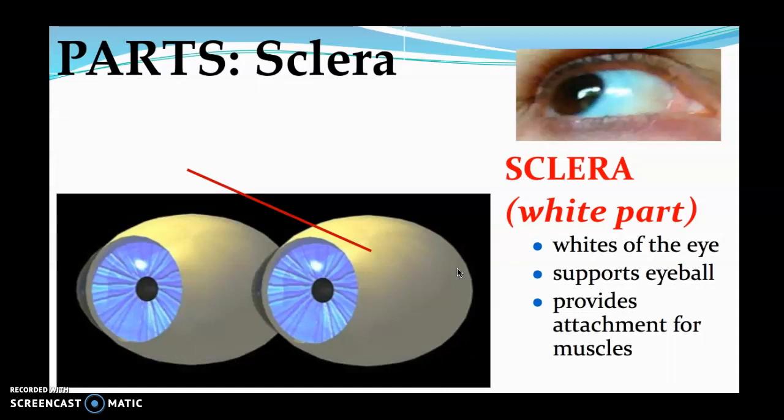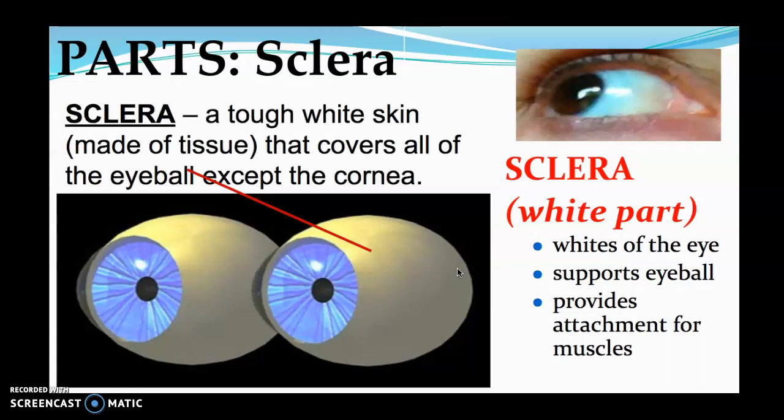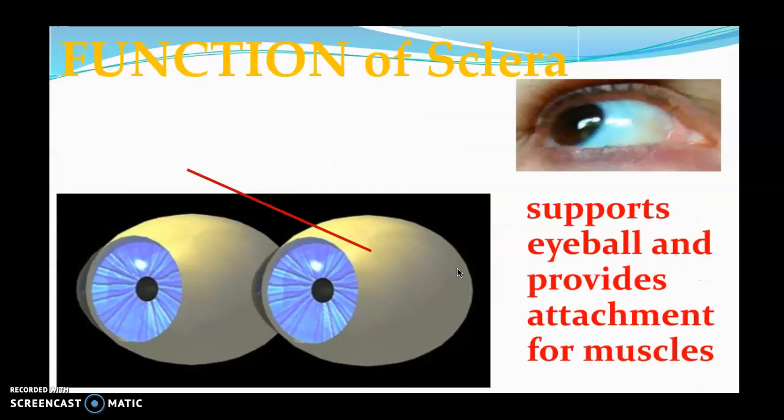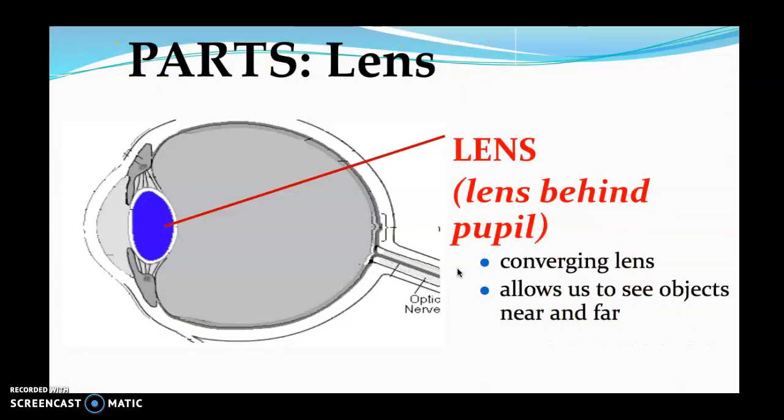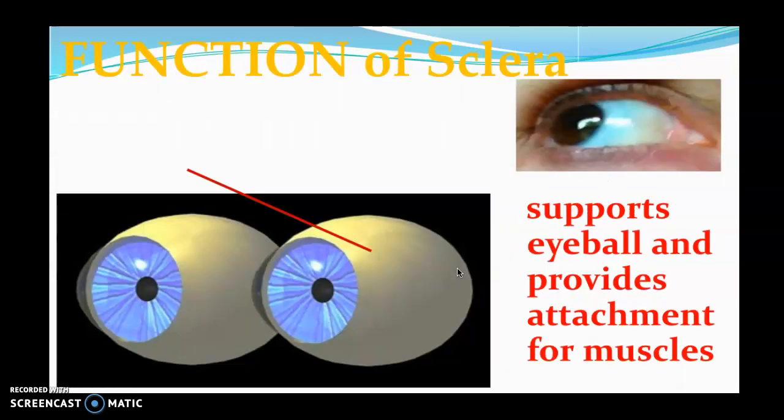It is also white. It doesn't have to be white, but it is just basically there for attachment and to keep everything in place. It's kind of like your skin, right? It's made of a skin-like tissue that covers all the eyeball except the cornea, and it contains the fluid of your eyeball, the squishiness. So that's the function of it. It supports the eyeball and provides attachment for muscles. Go ahead and look up and down and left and right. You can actually feel where those muscles are attached to your sclera.